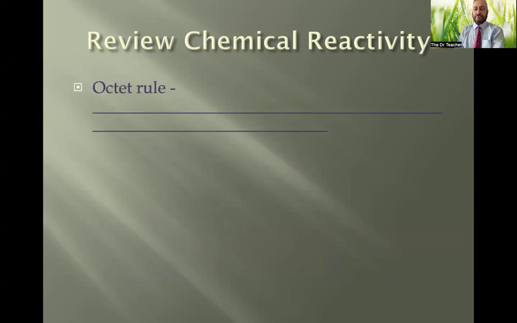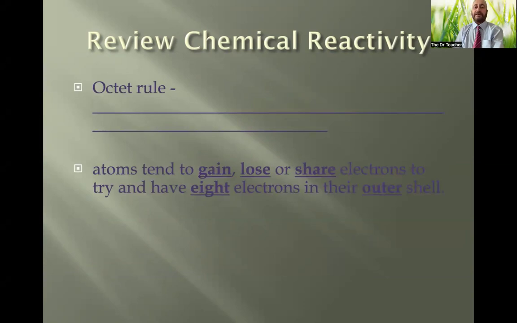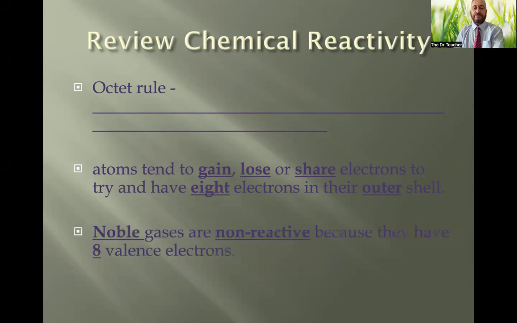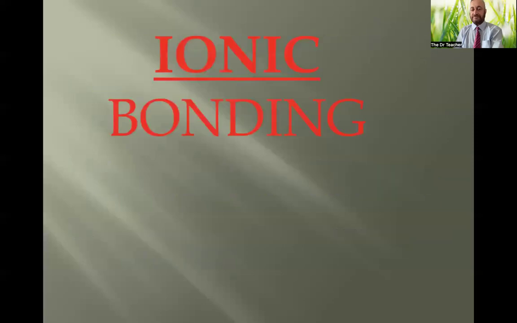The octet rule: atoms tend to gain, lose, or share electrons to try and have 8 electrons in their outer shell. Noble gases are non-reactive because they have 8 valence electrons.